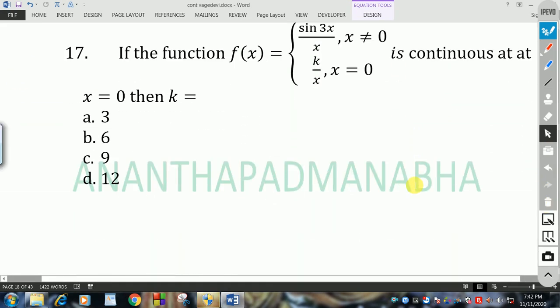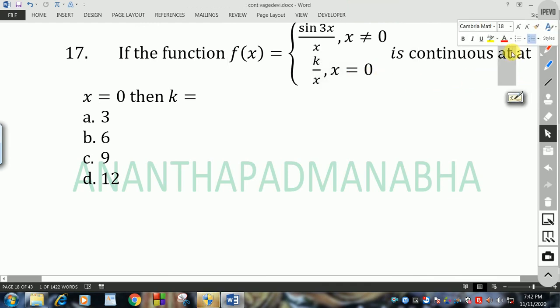The function f(x) is equal to sin 3x by x for x not equal to 0, and k by 2 for x equal to 0, and it is continuous at x equal to 0. Then k is equal to: option A is 3, option B is 6, option C is 9 and option D is 12.